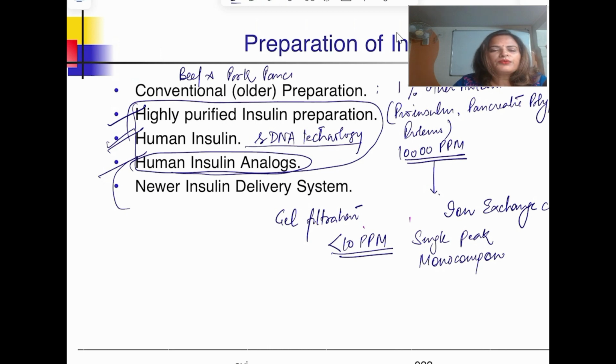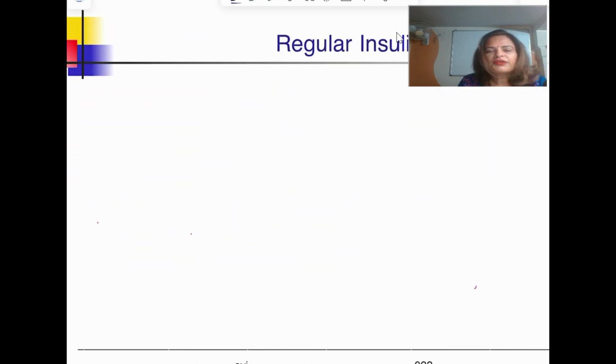Here we modify certain pharmacokinetic parameters without any change in the pharmacodynamics or in the efficacy. Now, what all insulins do we have with this purified technique, human insulin? The most common is regular insulin. So what is regular insulin?